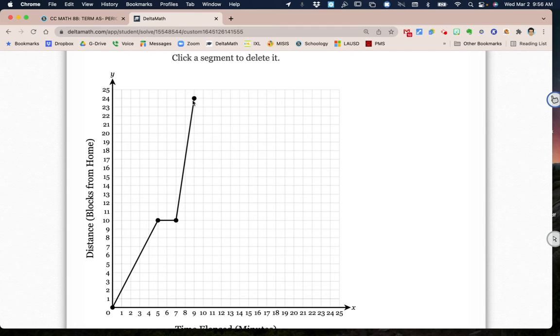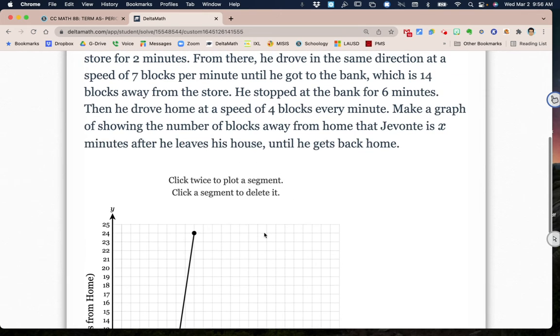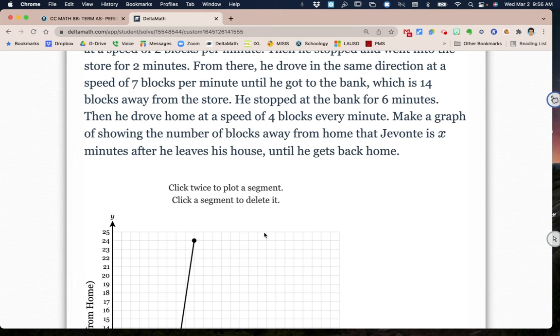So there. He covered 14 blocks in 2 minutes. Okay, going 7 blocks per minute. Okay. What happens after that? Help me out, guys.